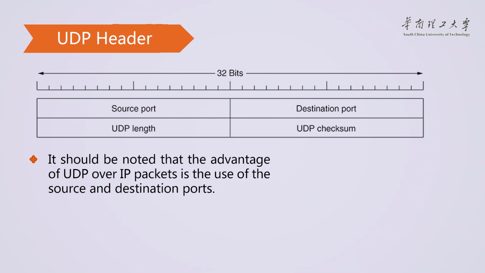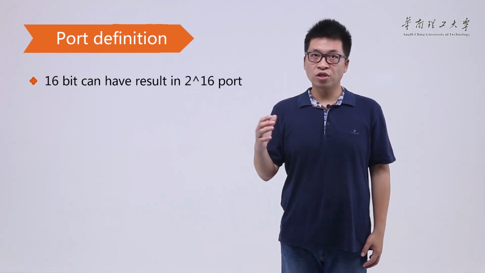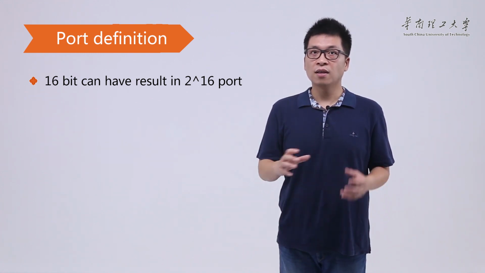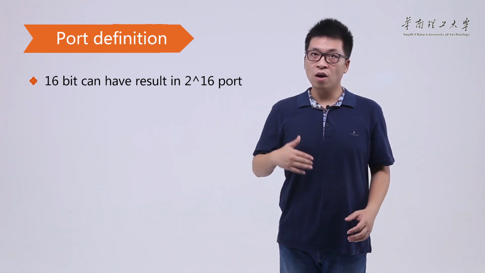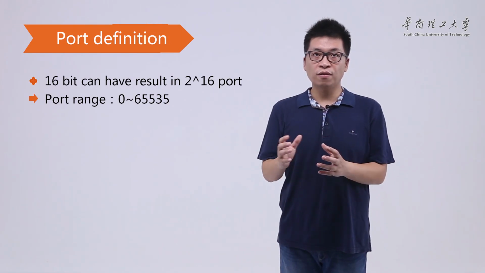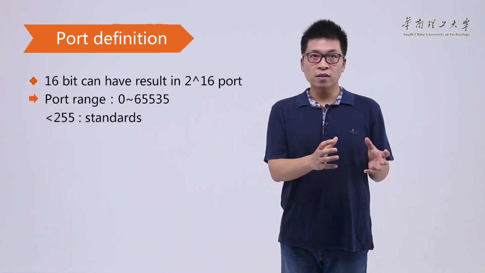It should be noted that the advantage of UDP over IP packets is the use of source and destination ports. The port number is 16 bits long. 16 bits can result in 2 power 16 port numbers, which is more than 60,000 port numbers. To be more accurate, the port numbers range from 0 to 65,535.